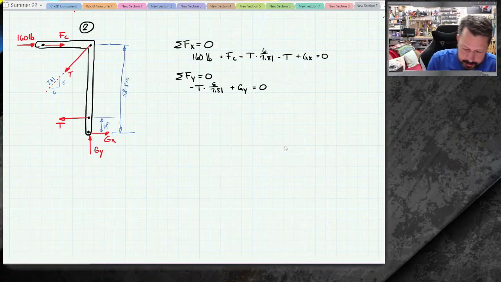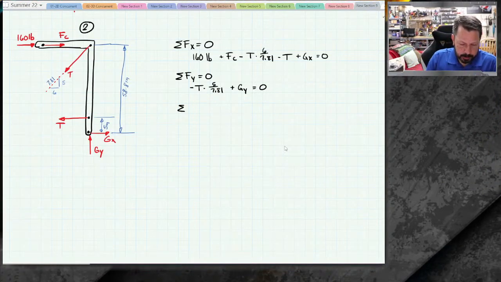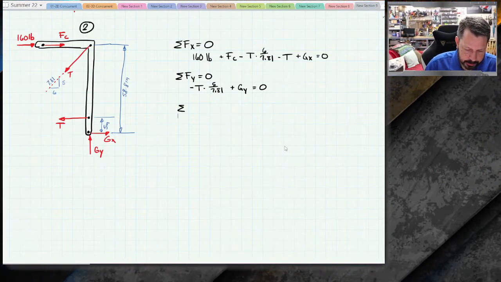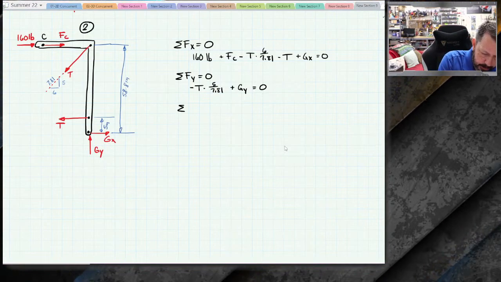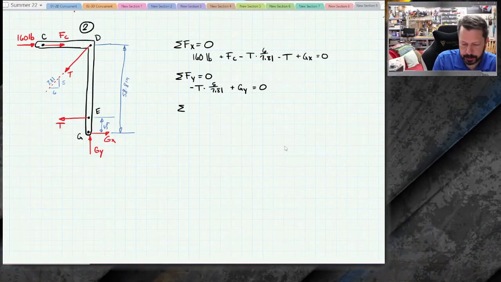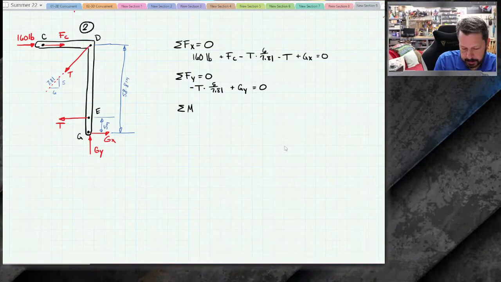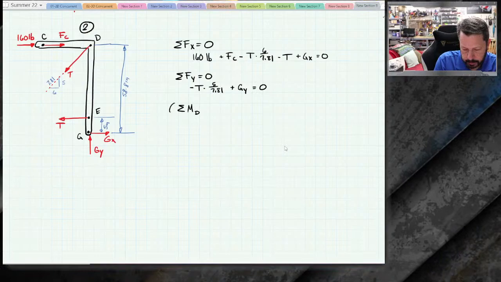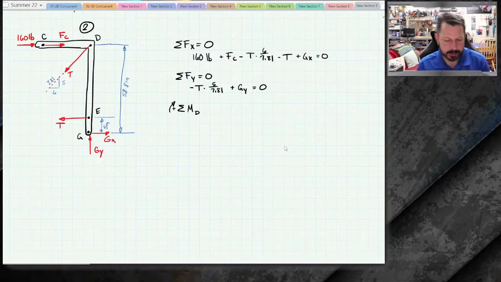And then we've got a moment equation. This one I'm going to... Oh, I didn't write my letters down. These are C, D, E, and G, I think. So C, D, E, and this one was G. I'm going to do summation of moments. I'm going to do D, I think. Same reason as I chose B on the last one.